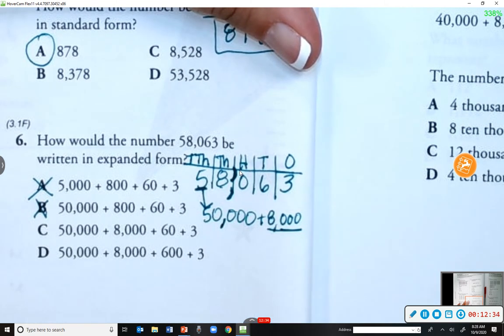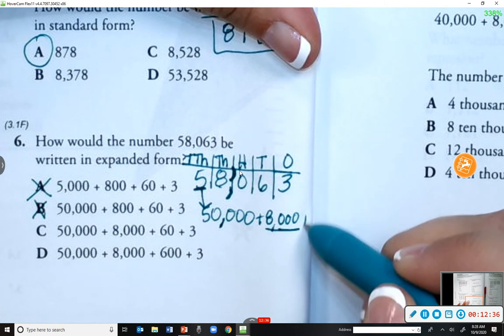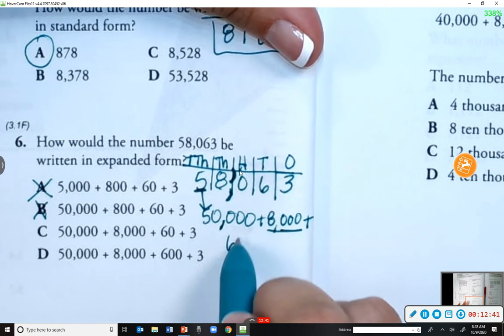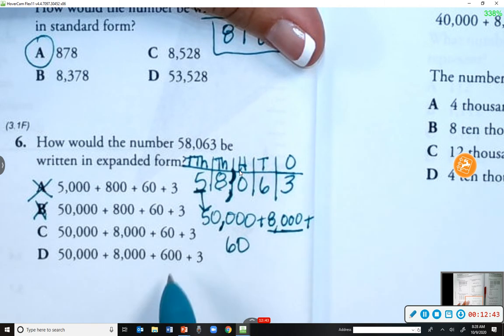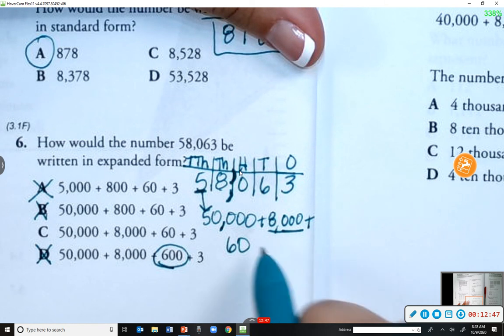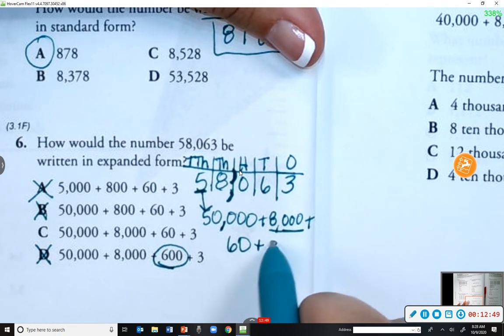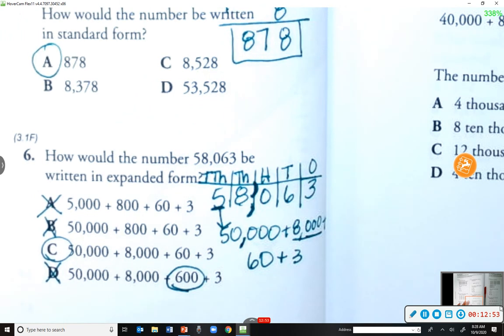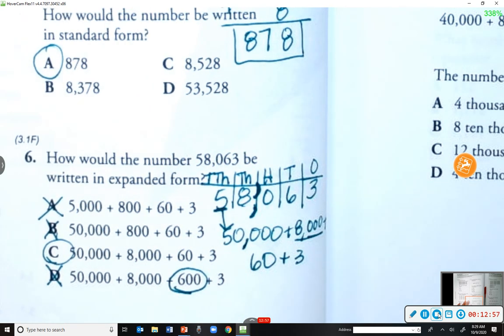We go to the 6. 6 tens is worth how much? 60. Good. We can eliminate D because they put 600. And then the last one would be 3. So C is correct. Okay guys, so that's your warm-up at home. We are going over this before our power quiz because you will see this on your power quiz today.